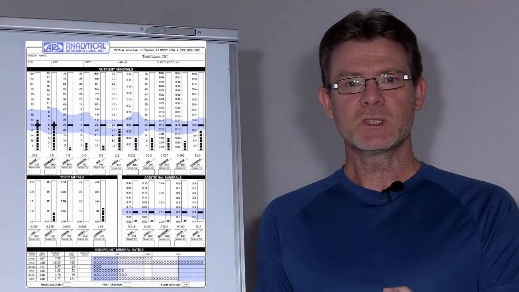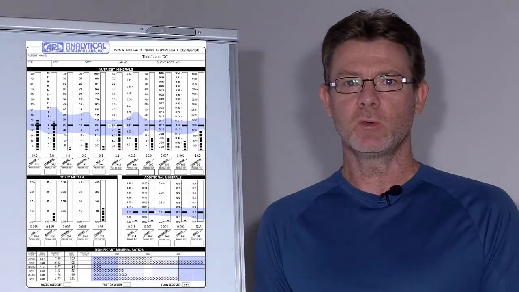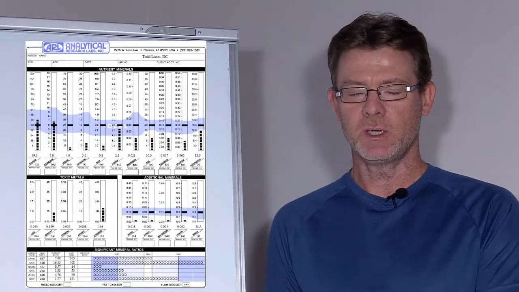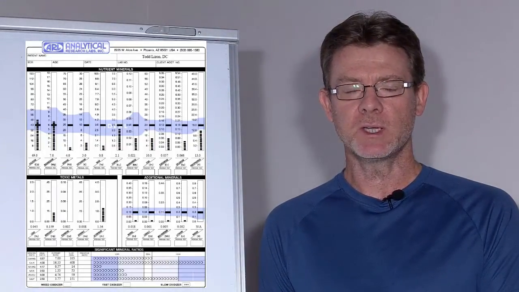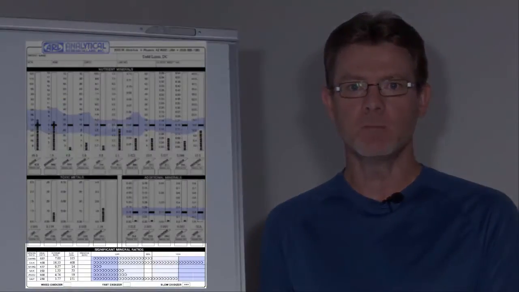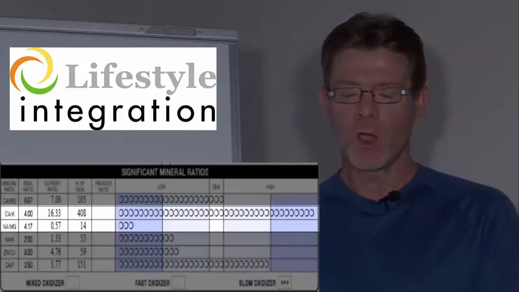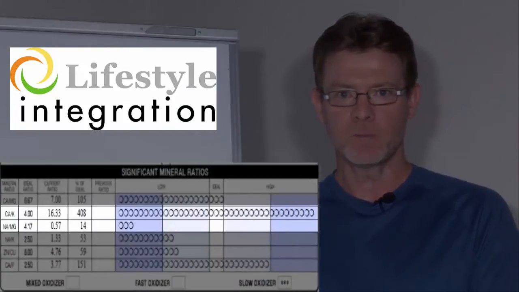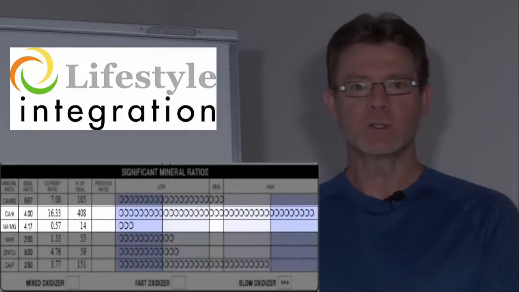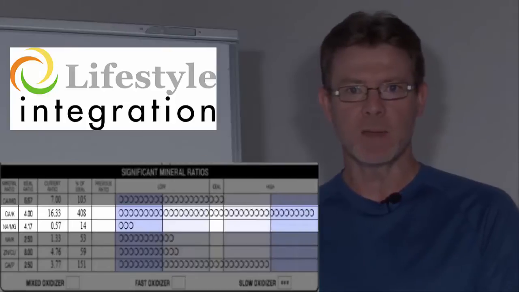To determine this, we simply need to look at a hair tissue mineral analysis graph, which you can see here. And the part that we're really interested in is at the bottom, in the significant mineral ratios. And the two that we're really interested in there are the calcium to potassium, or the Ca to K, and the sodium to magnesium, or the Na to Mg.